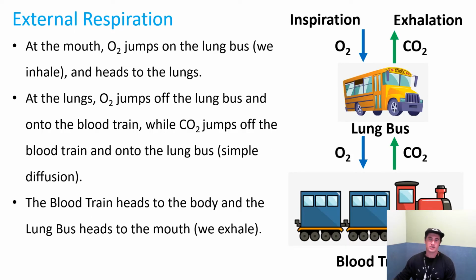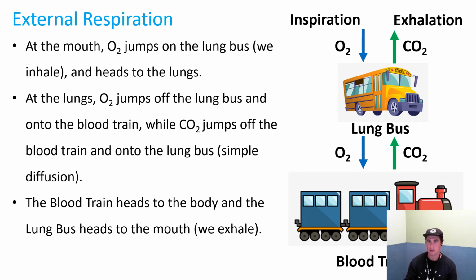Alright, so I use this analogy to help define external and internal respiration. We're looking at a lung bus and the blood train. So the bus is describing air moving from outside into your lungs and then back out. So the bus only ever goes to the lungs and back, whereas the train is your cardiovascular system moving blood all around your system. So this is external respiration.